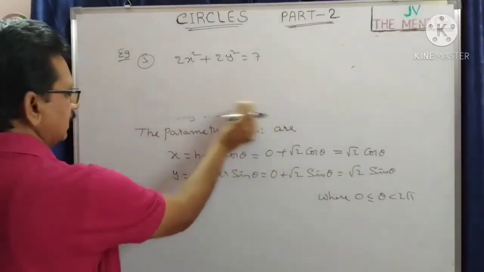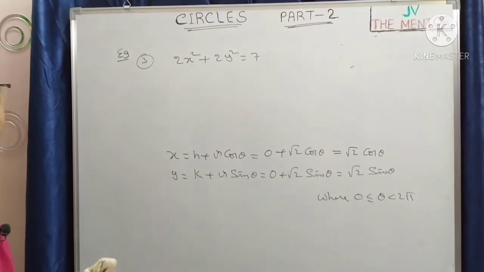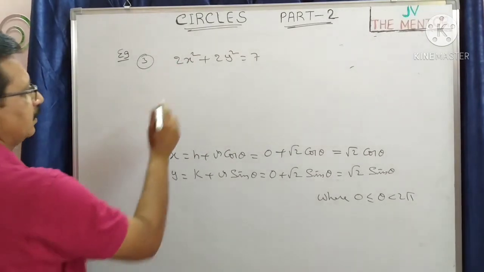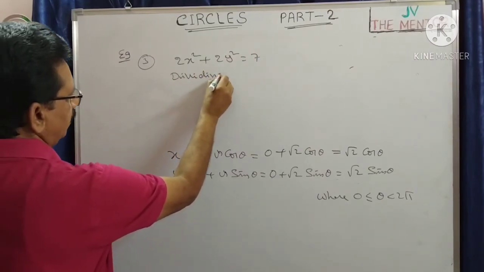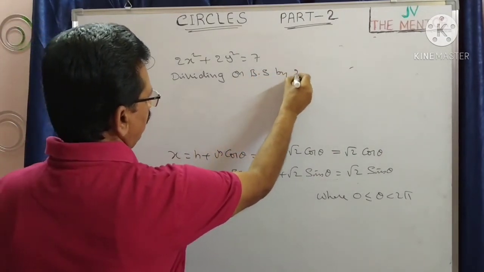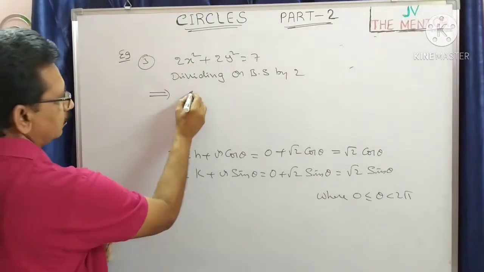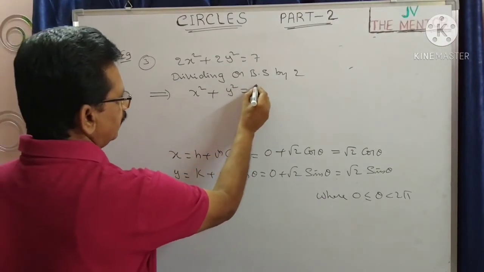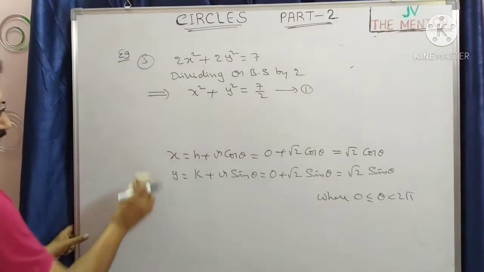Here in the general form, what should the x square coefficient be? It should be 1. For it to be 1, here it is 2, so dividing on both sides by 2, then we will get 2x square by 2, that is x square, 2y square by 2, that is y square, equal to 7 by 2. This is the equation 1.